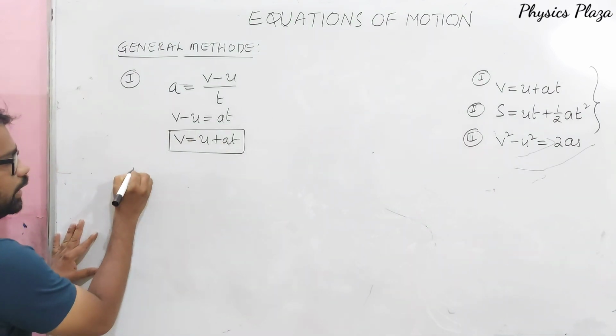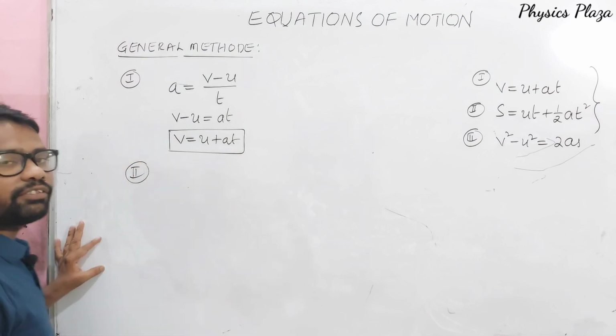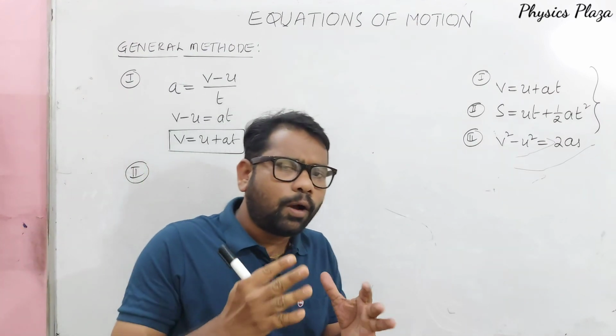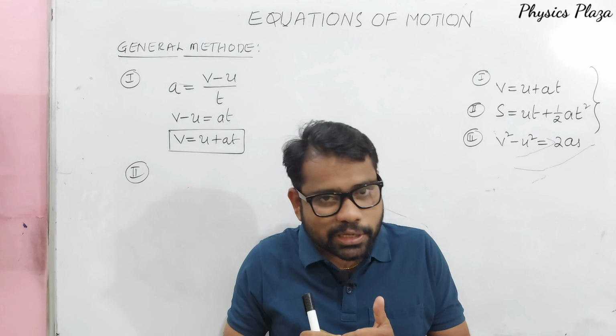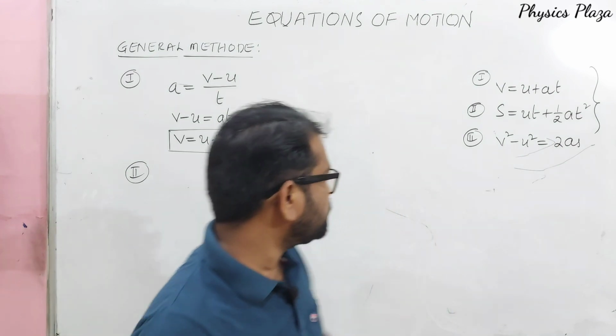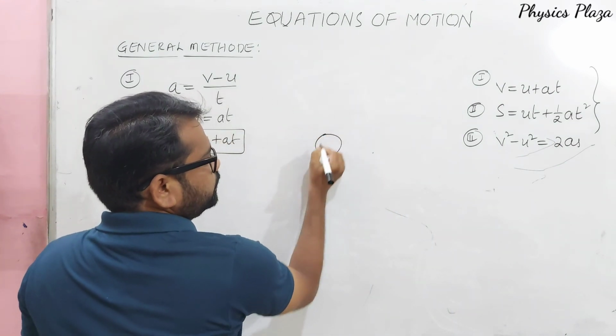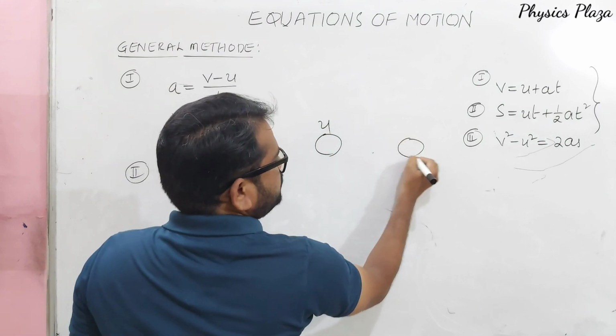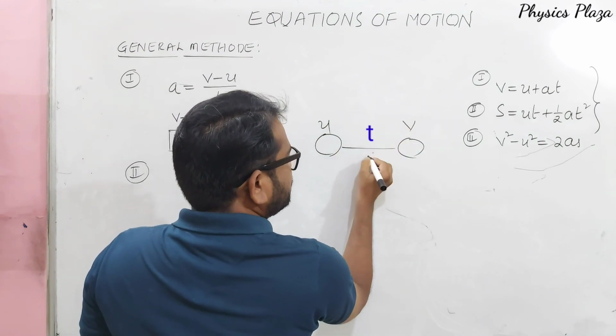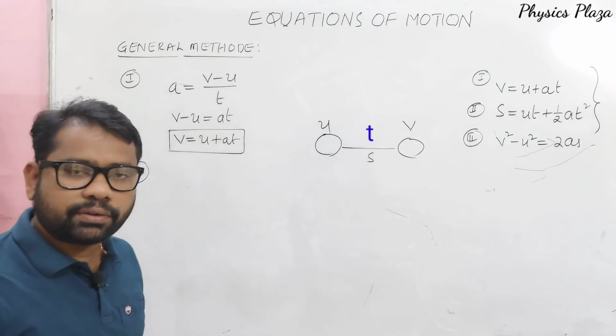Now let us derive the second equation of motion. Children, how is the distance covered, or displacement, related to the velocity? Suppose, dear children, here is an object, the initial velocity is u, its final velocity is v, and the distance covered is s.